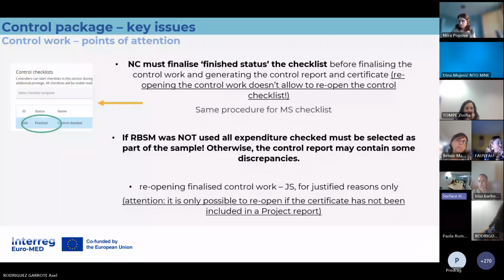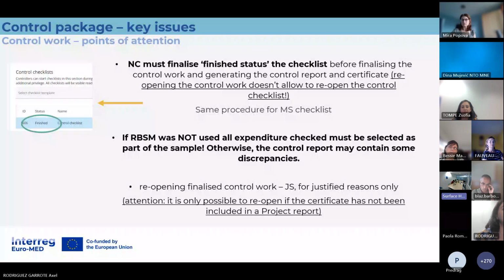So my last slide on the control package is how you can check where you can check that the control checklist is finalized. Here you can see on this small image that the control checklist is in status of finished. So this should be done before the controller generates the control report and certificate. And this is a point of attention.